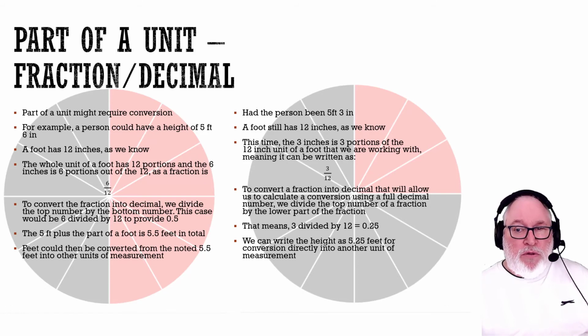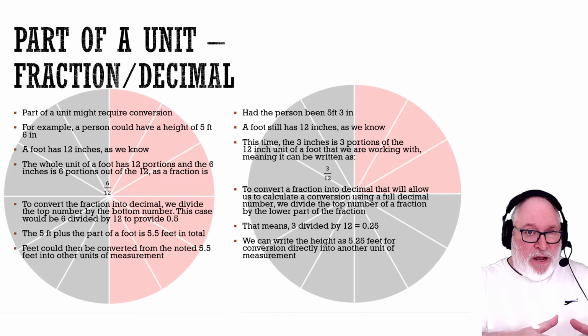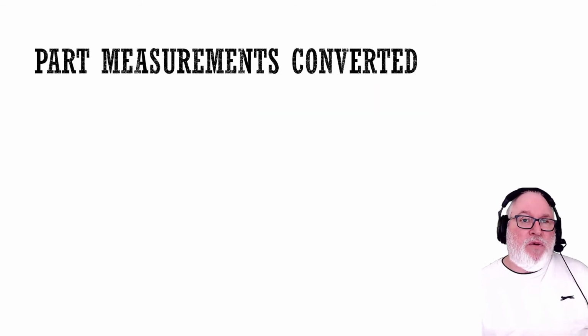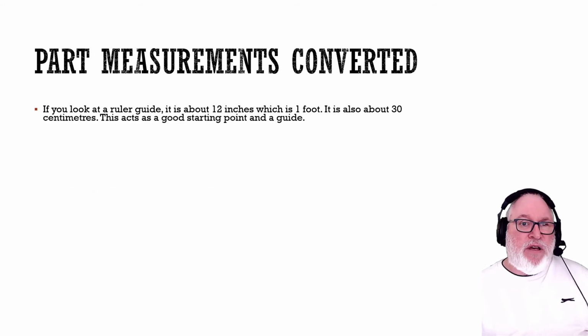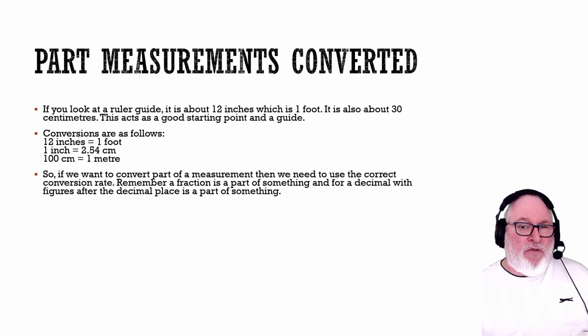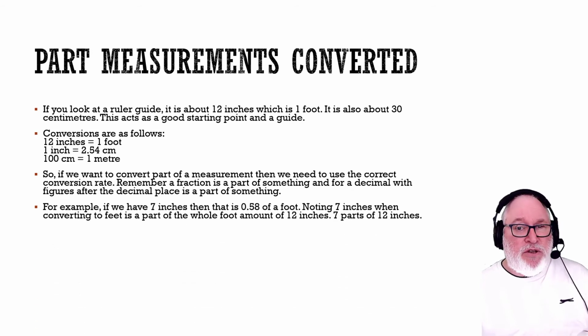So then comes, now that we're able to work with fractions and decimals and we're able to put that into that context, we can then look to see about converting that. So if you look on your rule guide, you can see there's 12 inches to a foot and you get 30 centimetres. So we know those conversions and we can remember them. Make a note of them, learn them, remember them. They're really handy, so they are.